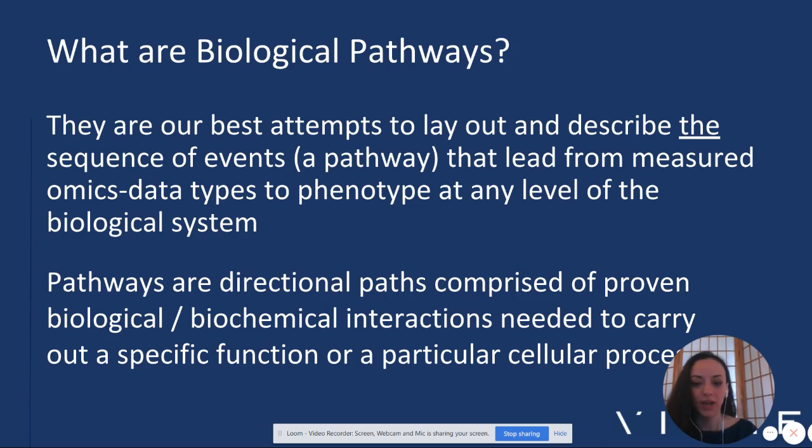But basically, pathways are these directional paths, kind of like roads, so to speak, that are comprised of proven biological or biochemical interactions needed to carry out a specific function. So a specific biological or molecular function or a particular cellular process.